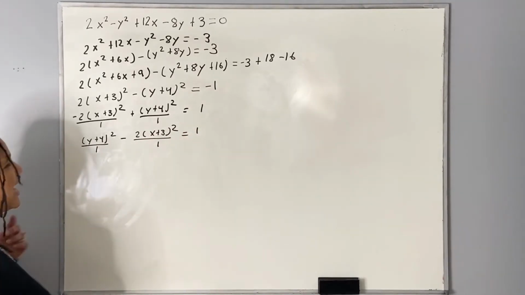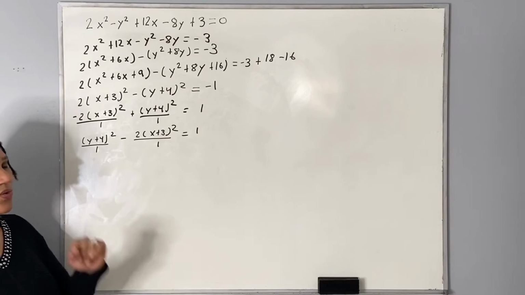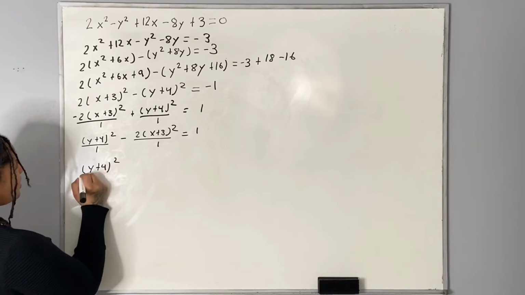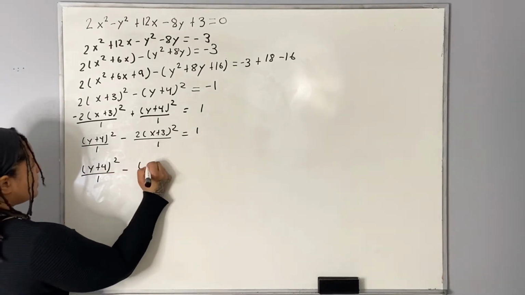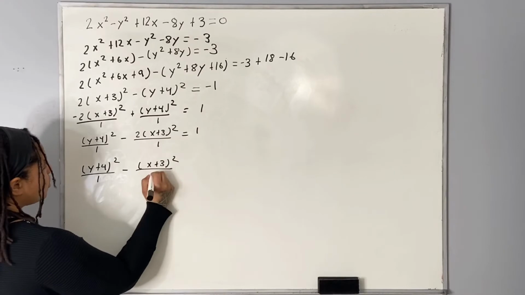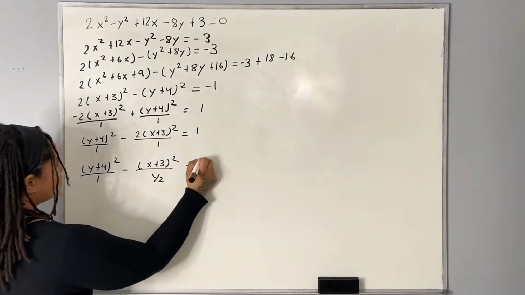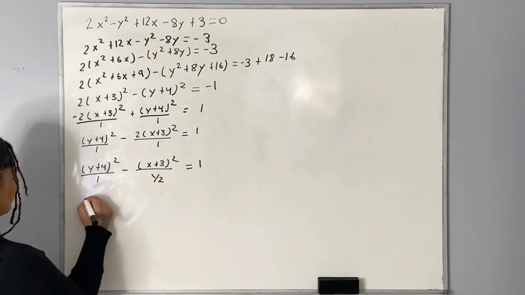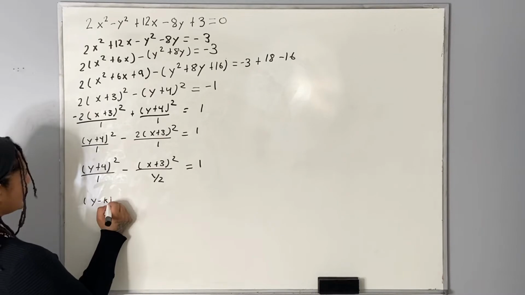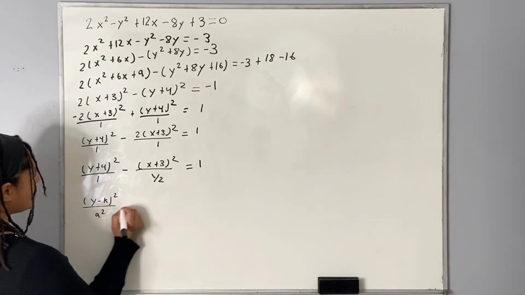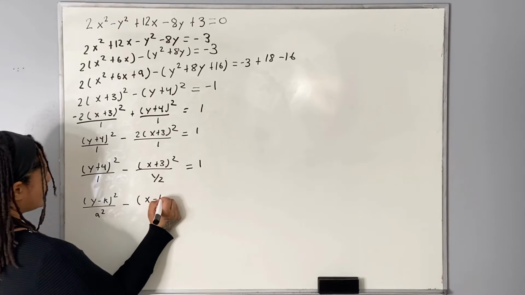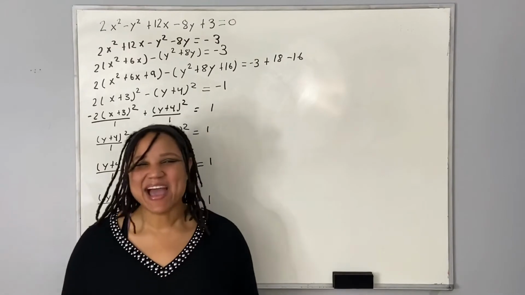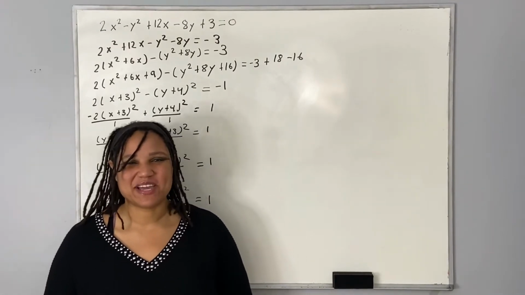is equal to 1. Now I need to move this 2 to our denominator, so we have y plus 4 squared over 1 minus x plus 3 squared over 1/2, and that's equal to 1. So now we have our equation in standard form. It is of the form y minus k squared over a squared minus x minus h squared over b squared is equal to 1. Now we can easily find all of the pieces of information that we're looking for.